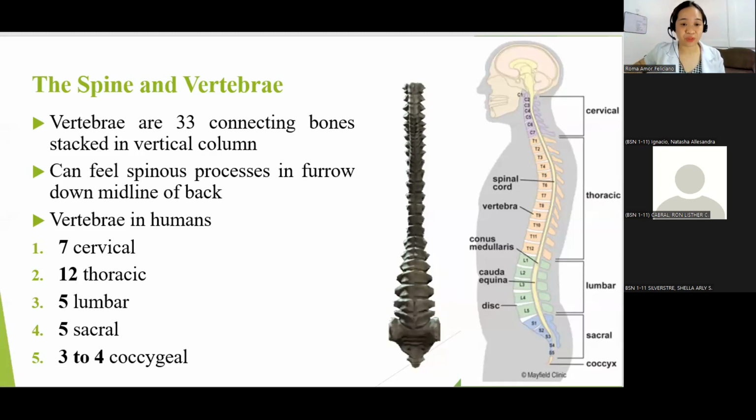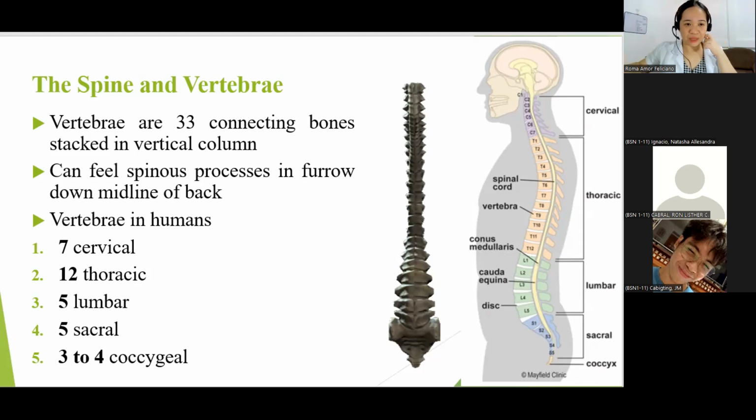In an upright position, you can feel the spinous processes in the furrow down the midline of the back. Mararamdaman mo yun eh. Salatin mo ngayon ng iyong likod, no? Kahit na medyo mataba class, mararamdaman mo pa rin yung parang buto mo, yung parang dugtungan na ganun. Mararamdaman mo pa rin merong kang spinous process dyan.